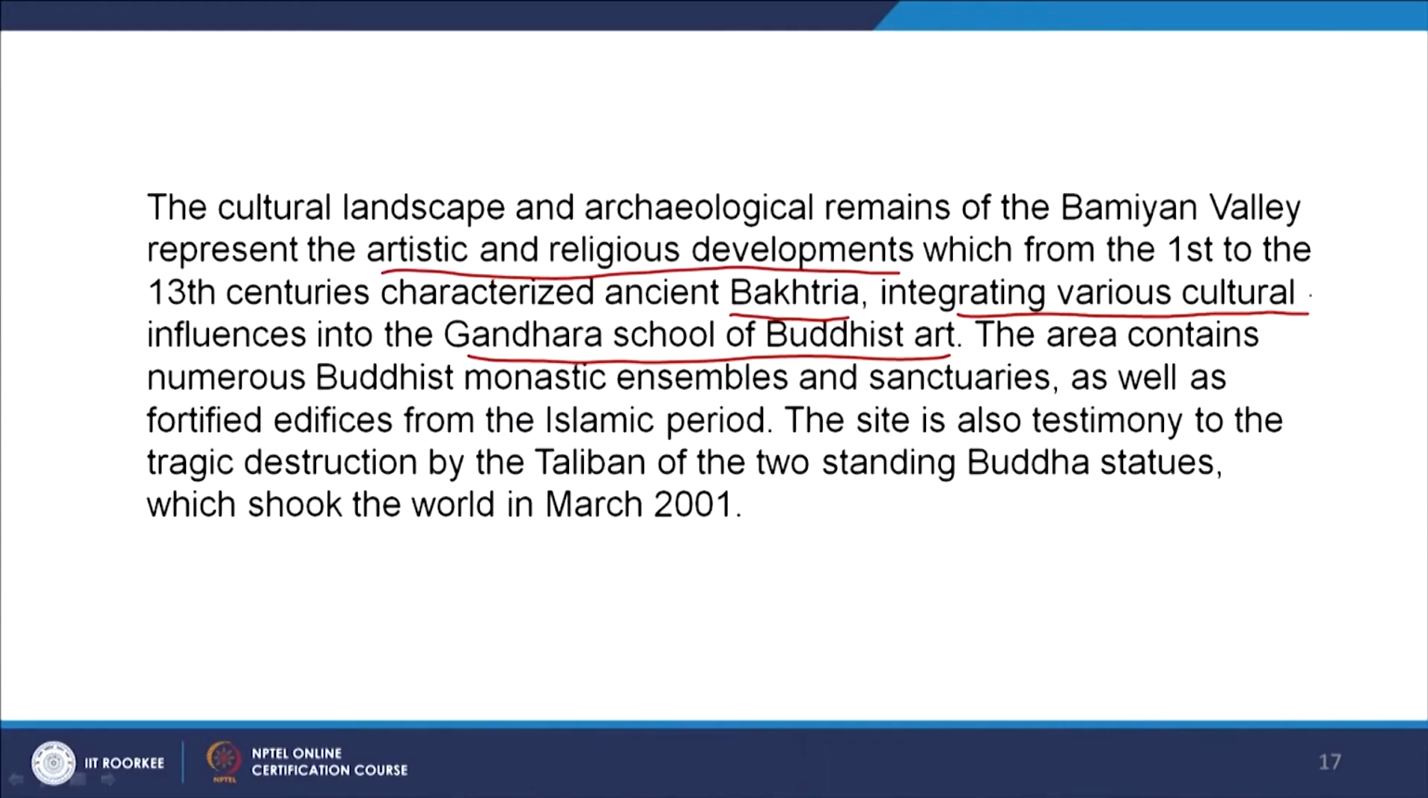Of course, you might have heard about Gandhara from the ancient mythological stories of Mahabharata, the wife of Dhritarashtra, Gandhari. So obviously Gandhara hails from that particular region, and this is how Buddhism spread out, and how this place integrates the various cultural influences of the Gandhara school of Buddhist art. It contains various Buddhist monastic ensembles, sanctuaries, as well as fortified edifices from the Islamic period. So there's a blend of Buddhist and Islamic buildings.